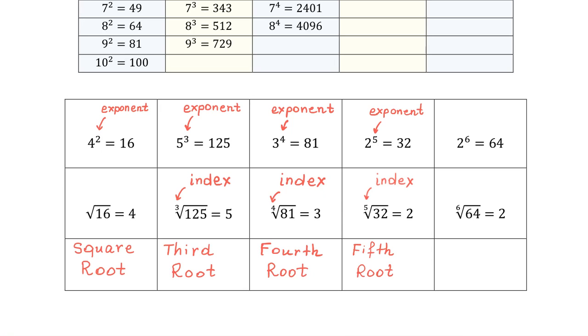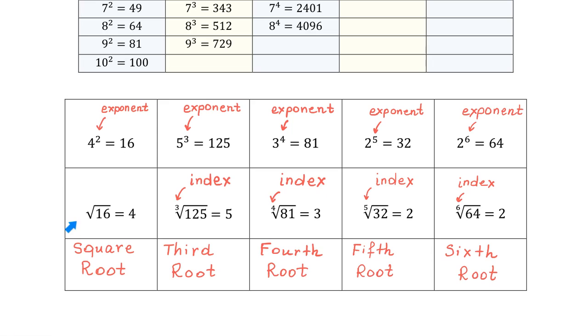And in the last example, we have 2 to the power of 6 equals 64. 6 is the exponent. And to undo this operation, we use the sixth root of 64, which equals 2. And here, this number 6 is called the index. So here we have 5 examples of radicals, and in the last one, the index is 6. In this one, the index is 5, then we have index 4, then we have the index of 3, and in the first example, the index will be 2.